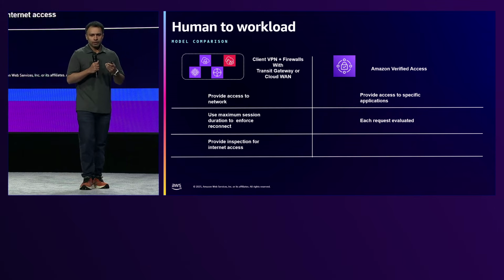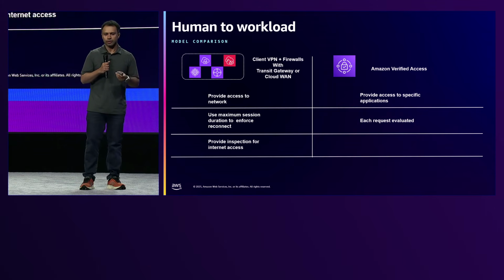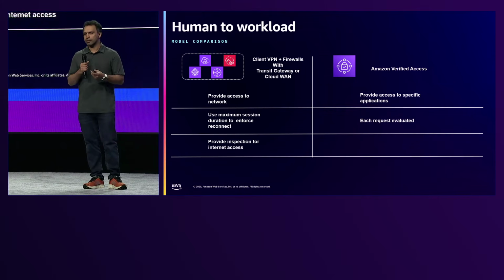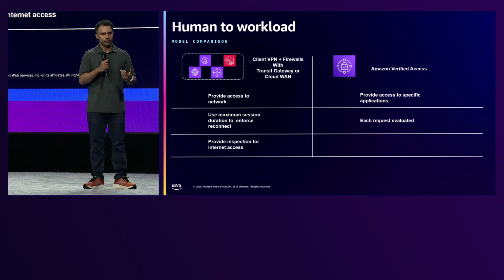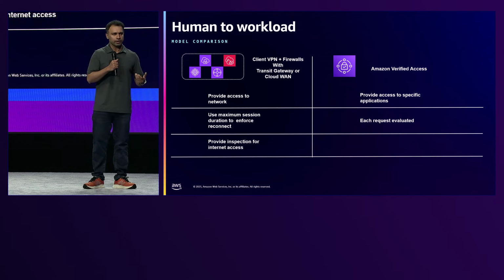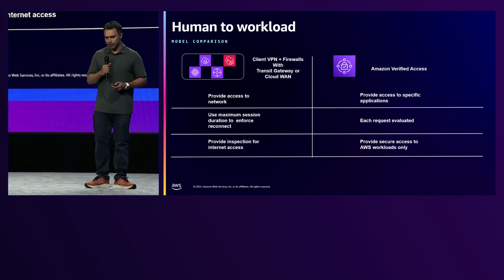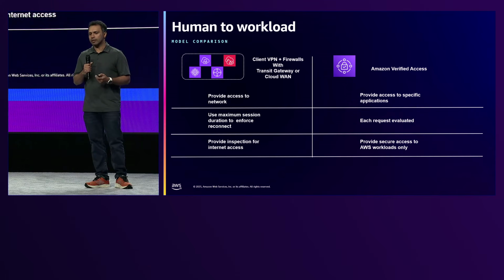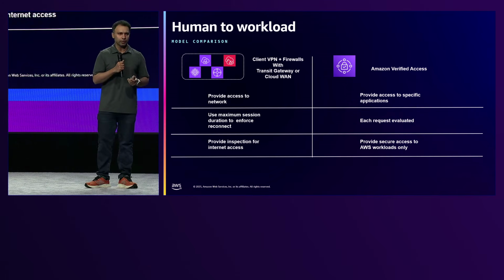Then this is interesting. So with Transit Gateway or Cloud WAN and client VPN-based architecture, you can create slightly advanced architectures. For example, bringing in your remote users' traffic into a client VPN VPC, and then using Transit Gateway or Cloud WAN, sending that traffic to, let's say, a centralized egress inspection VPC for creating internet egress use cases. Whereas with AVA, you provide secure access only to AWS workloads.